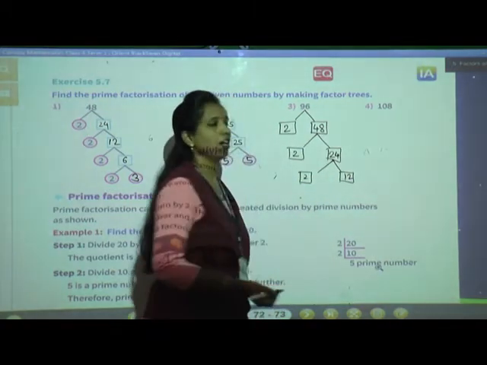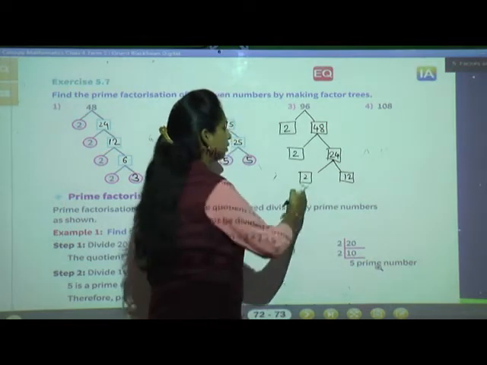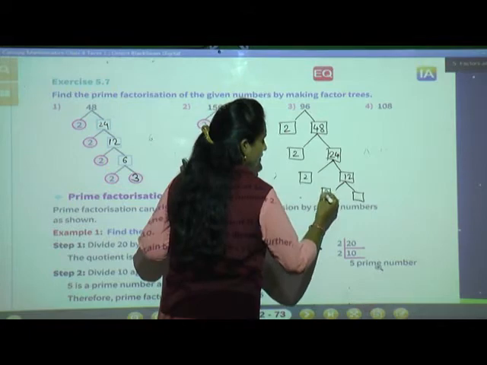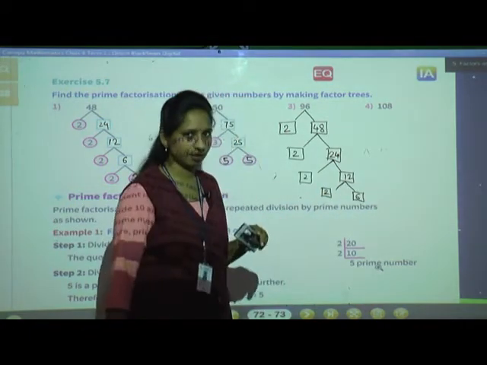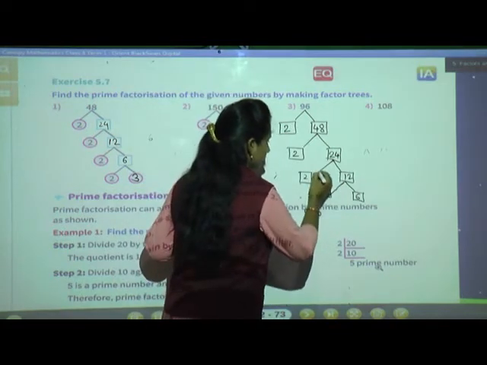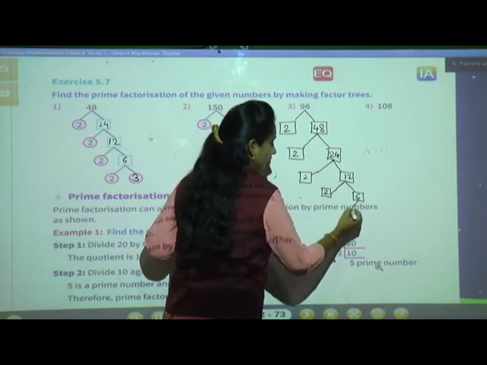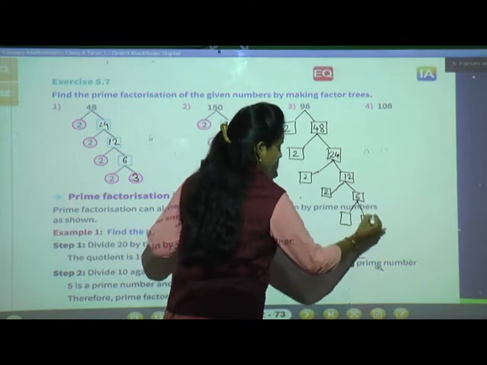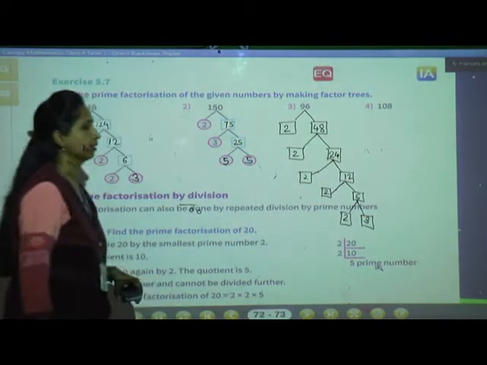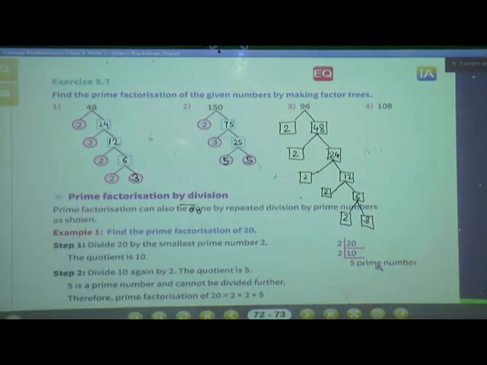12 2s are 24. 2 is again prime. I need to split up 12 with 2 only. 2 6s are 12, isn't it? 2 is a prime number. Again I need to split up. Just match properly. Yeah? Okay. How can I? 2 3s are 6. In this way you have to make the factor tree of the given prime factorization. Okay? Clear? Understood?